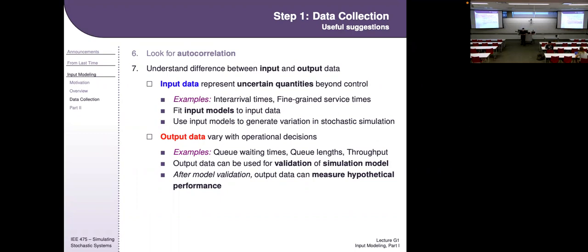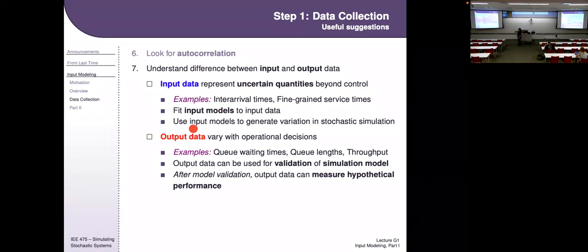The input data are your activities. They are the uncertain quantities beyond your control that you can come up with models of before you run your simulation. So you take data on inter-arrival times, service times, fine-grained service times, and you fit models to those. Those models then get implemented in Arena. And then you use Arena to generate the network of all of those things interacting together.